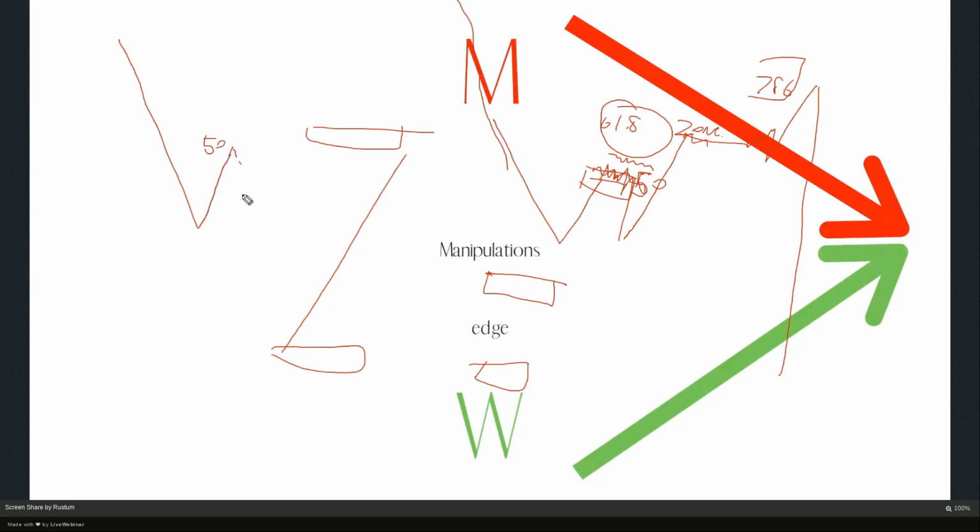They love the 50%. A lot of them like the 38.2% as well, or even the 23.6%. But mostly it's this 50% one and the 61.8% one and then the 78.6. So these are zones as well.